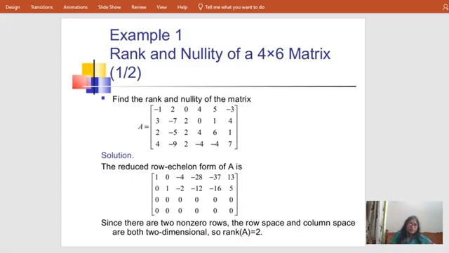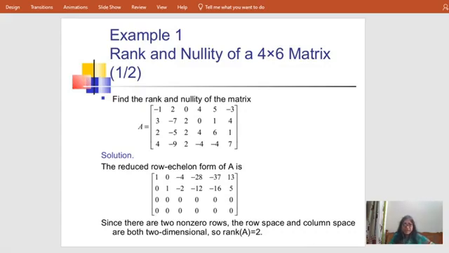Now, we are going to find the rank and also the nullity of this given 4 by 6 matrix. To find the rank of the matrix, we have to first find the basis of either the row space or the column space. Suppose we are going to find the row space basis. To find the basis for either, first of all, the given matrix must be reduced to echelon form. So, the given 4 by 6 matrix is now going to be reduced to echelon form.